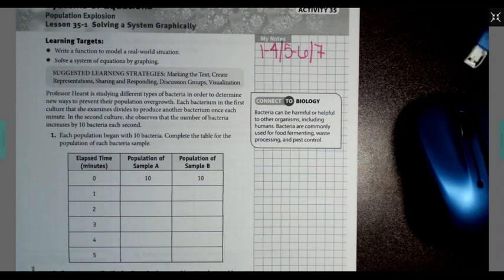Here in lesson 35-1, we're going to be solving a system graphically. We will split this lesson into 3 sections: questions 1 to 4, questions 5 and 6, and question 7.